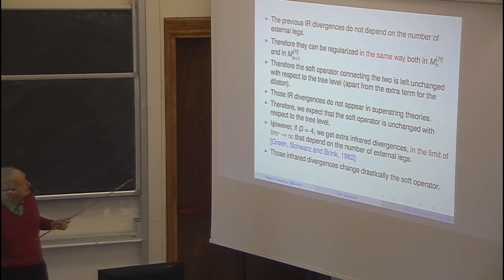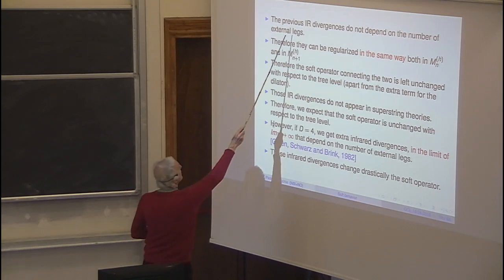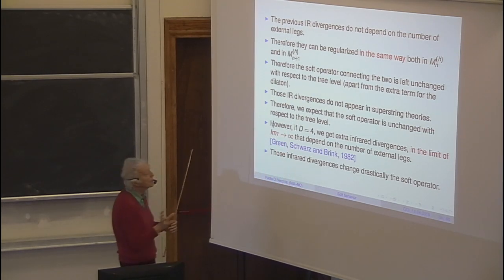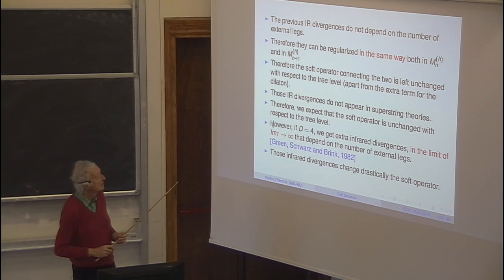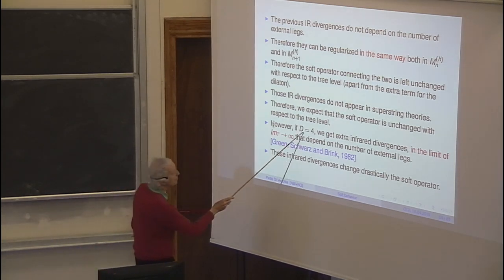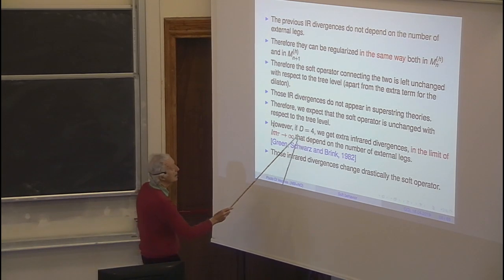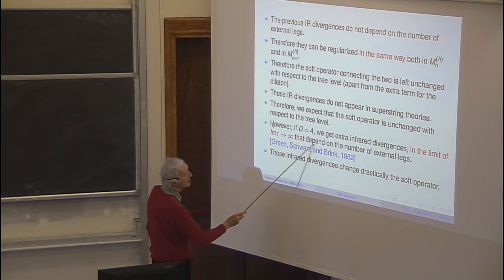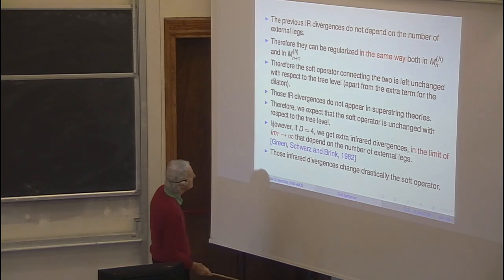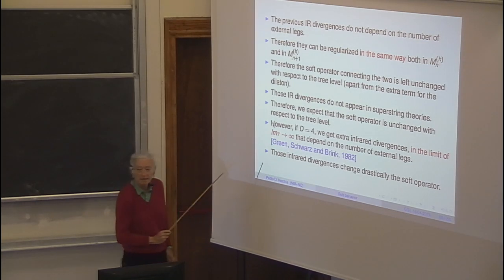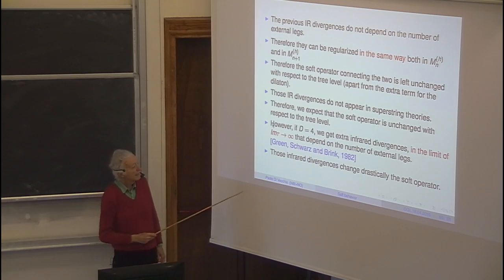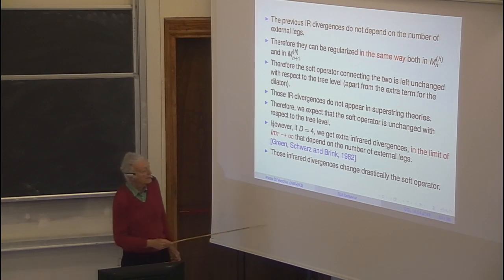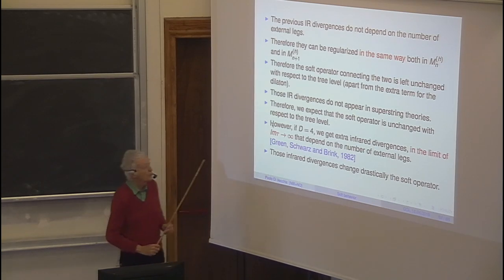But you see that the previous do not depend on the number of external legs, and therefore you can regularize both sides in the same way, and the operator connecting them is still the same. However, if you go to small d in this limit, you get infrared divergences which depend on the number of external legs. That was already known in '82 from this paper by John. And those infrared divergences will change drastically the soft operator.